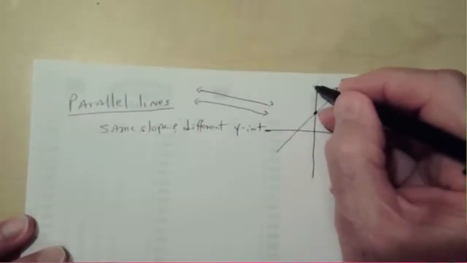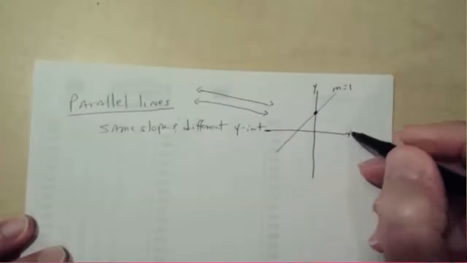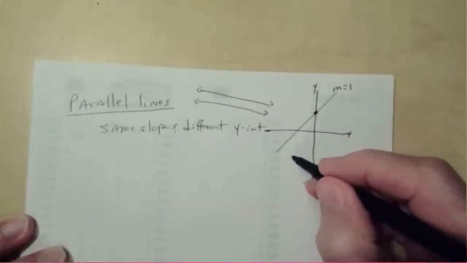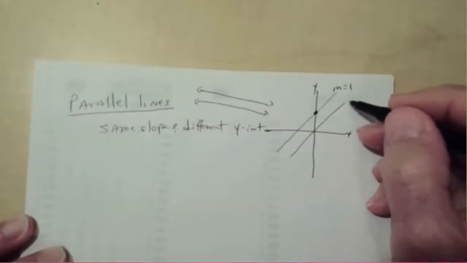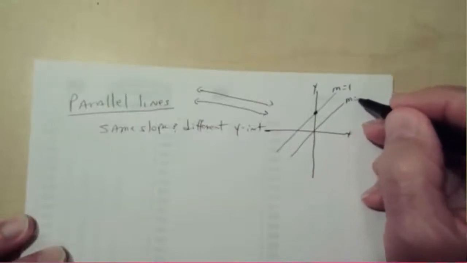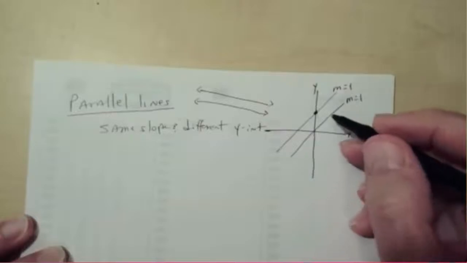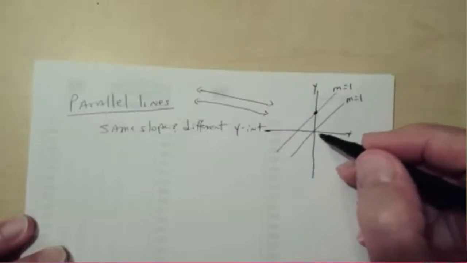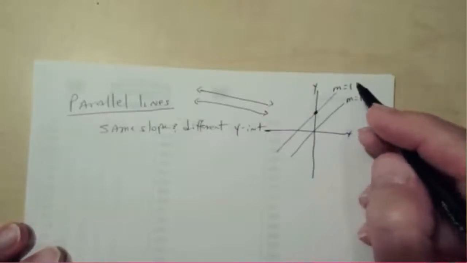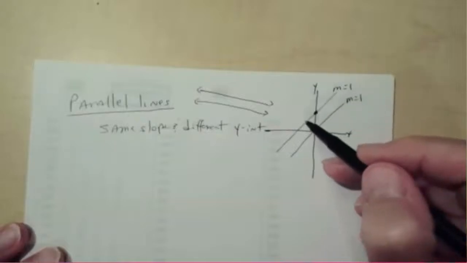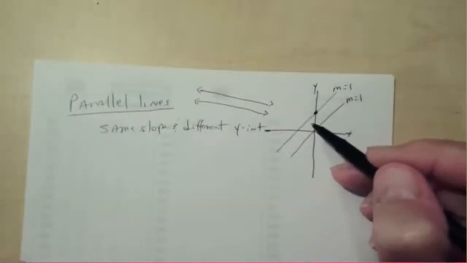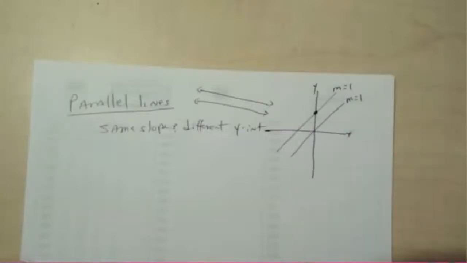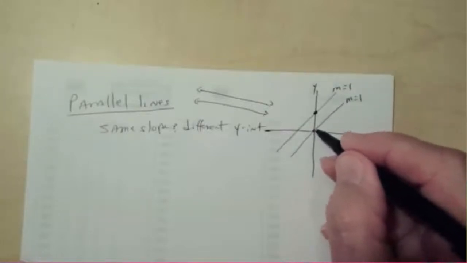And then you have another line. Let's pretend that that's also a slope of 1. You can see that these lines will never cross. I know never's a long time, but parallel lines will never cross. And these particular ones have a slope of 1, but again, it doesn't make any difference. But they have a different y-intercept. They will never cross. Y-intercepts are different.